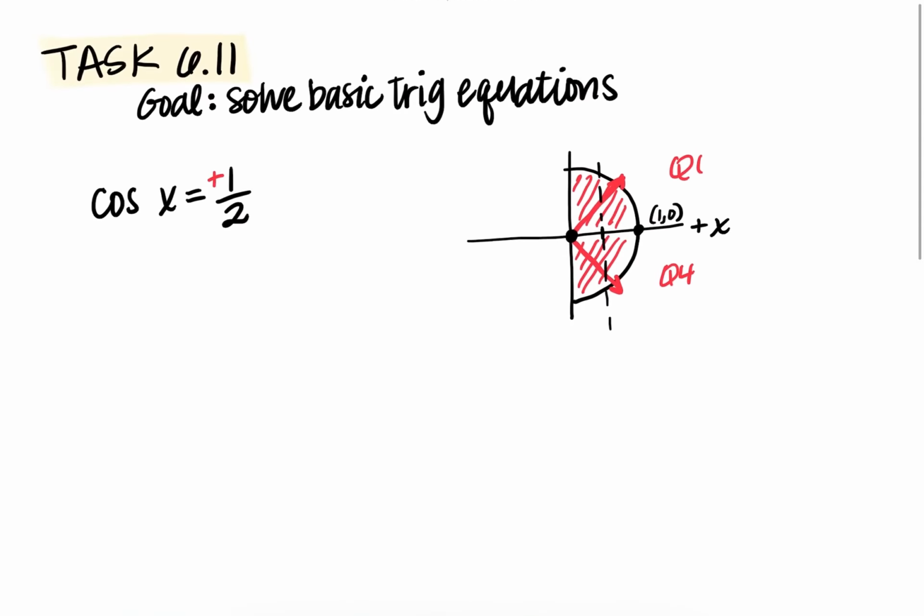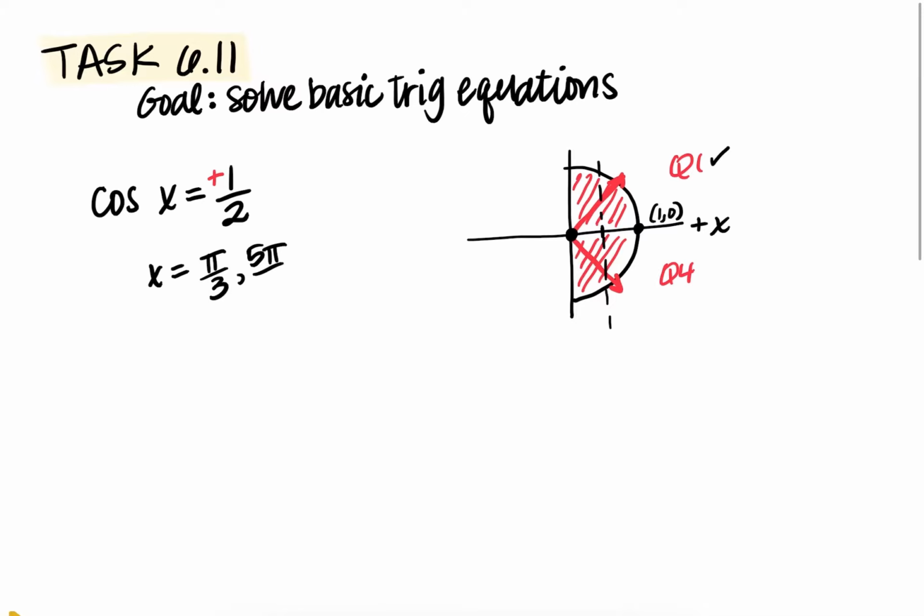So the answer to this would be x equals pi over 3. That was our result in quadrant 1. And 5 pi over 3. That was our result in quadrant 4.